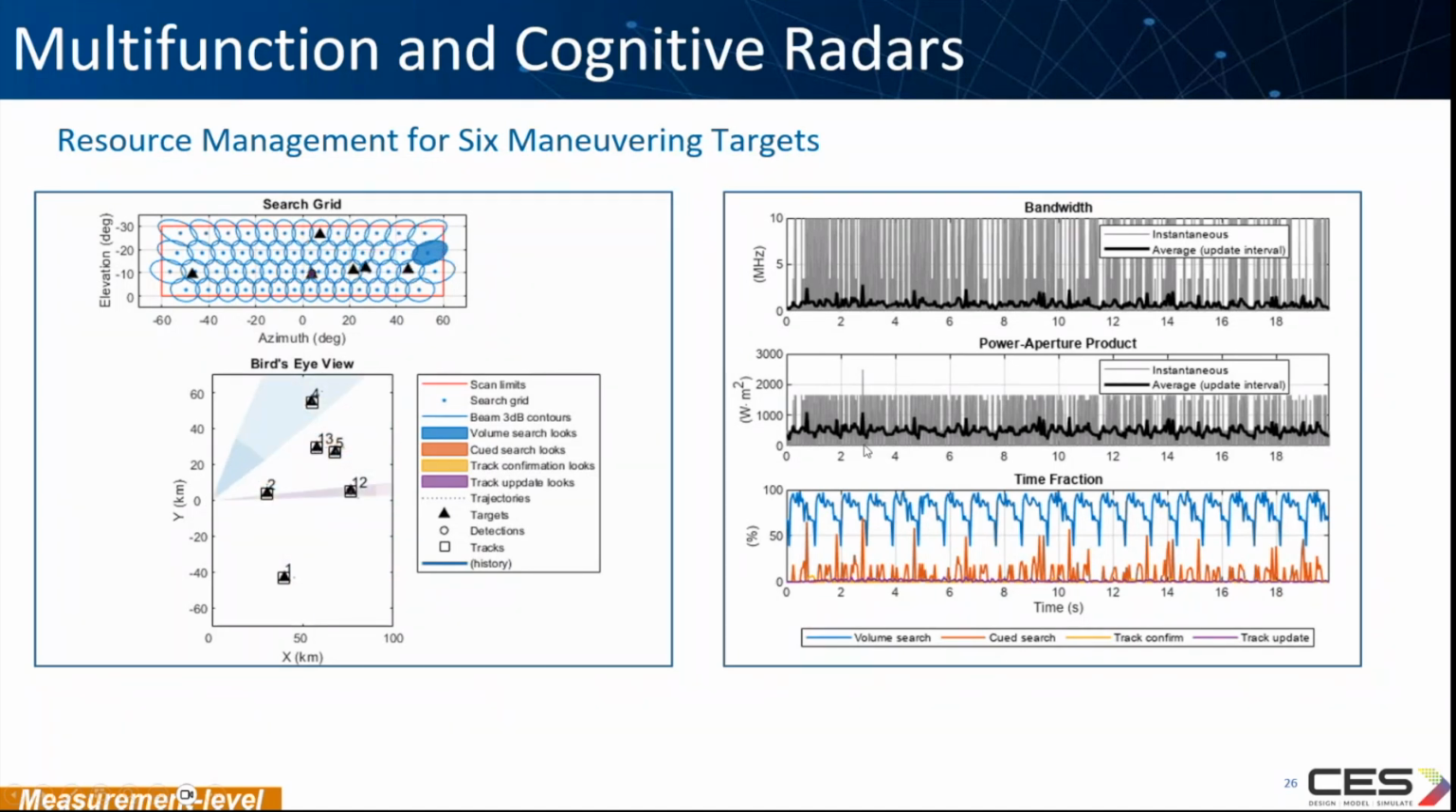And then on the other side, we need to look at the resource manager and see how it's handling different tasks. With MATLAB and Radar Toolbox, you can visualize different resource manager constraints, including the bandwidth, the power aperture product, and the time fraction. The colors here mean the resources that were allocated to specific tasks.